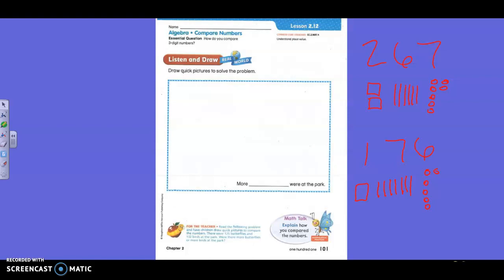By the hundreds place, right? By the hundreds place. There are 2 hundreds. Therefore, that one is bigger because this only has 100, right? Whenever we compare numbers to see which one's bigger or smaller, which one's greater or less, you first look where? At the hundreds. Okay? You first look at the hundreds.